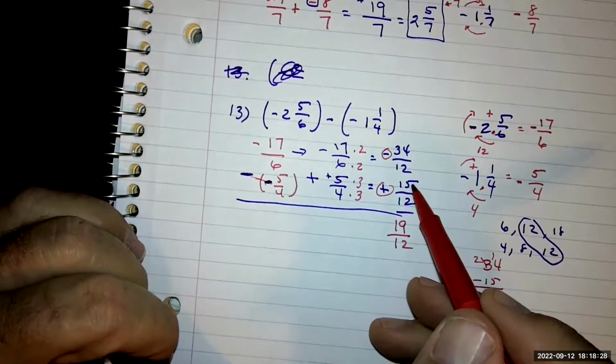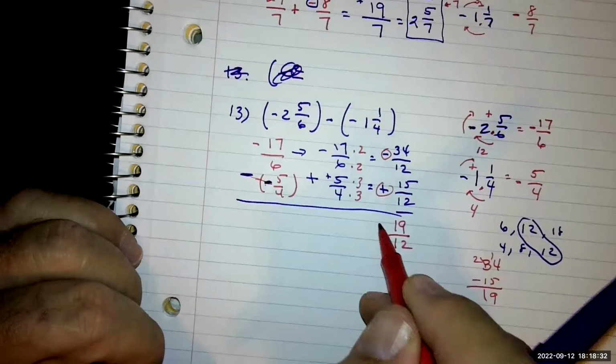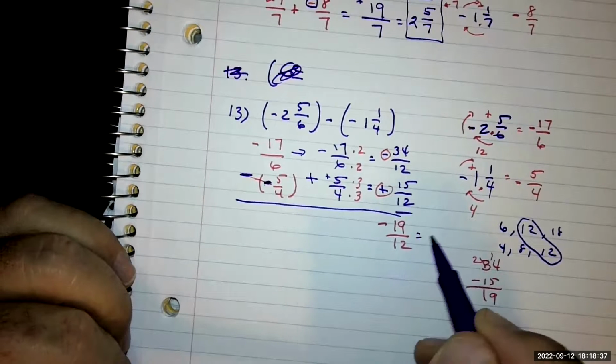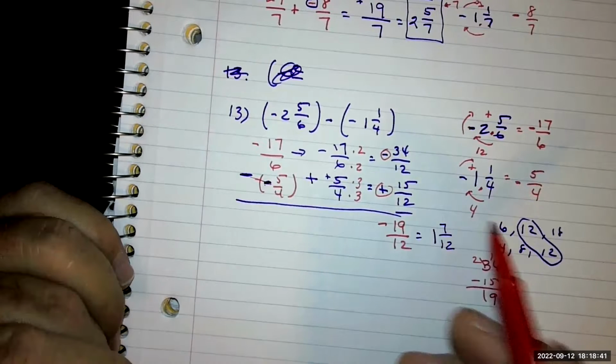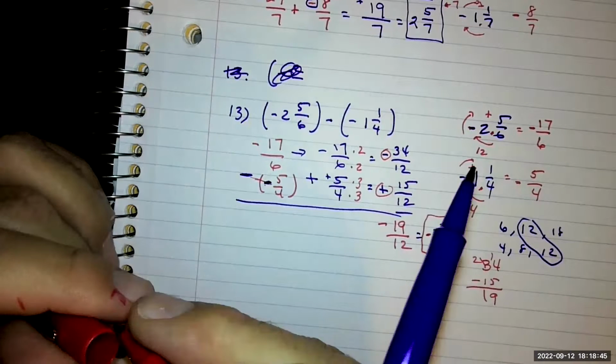Which number's bigger, 15 or 34? And hopefully you would say 34. It's a negative, so we're going to keep a negative there. Now, how many times does 12 go into 19? 1. And I'll have 7 left over. 12 is my denominator, and the whole thing is a negative. So it's a negative 7 and 1/12.